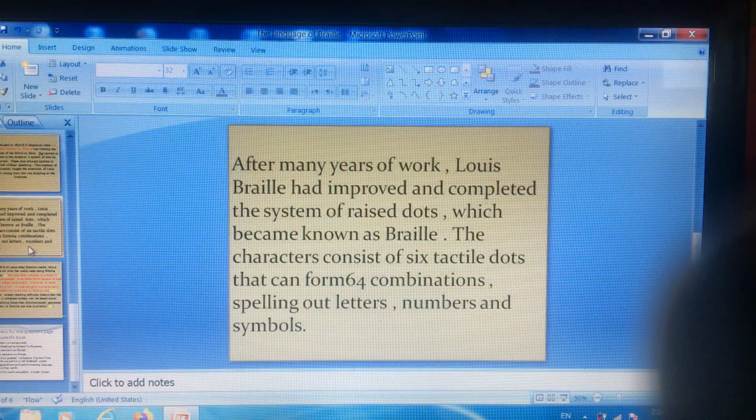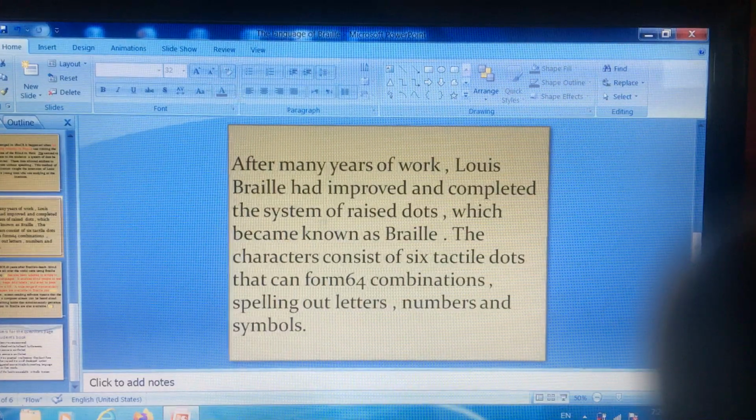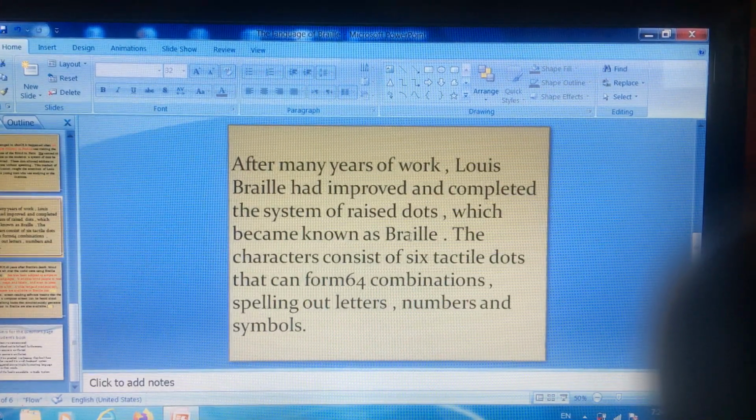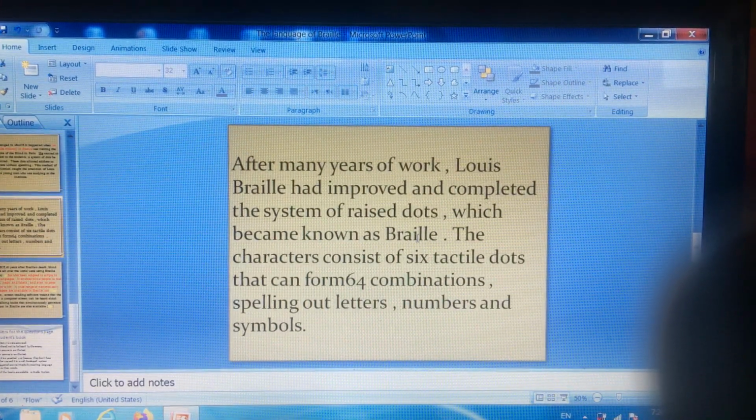After many years of work, Louis Braille had improved and completed the system of raised dots. طور هذا النظام which became known as Braille واللي أصبح معروف بنظام بريل.